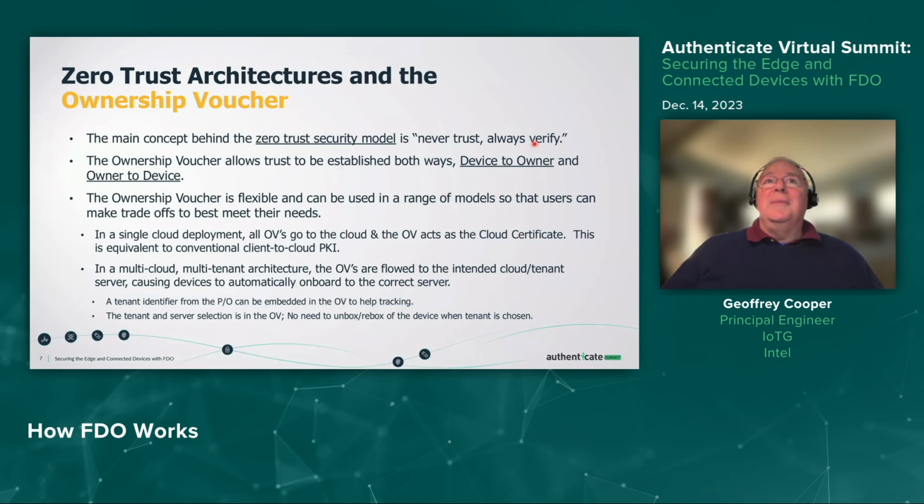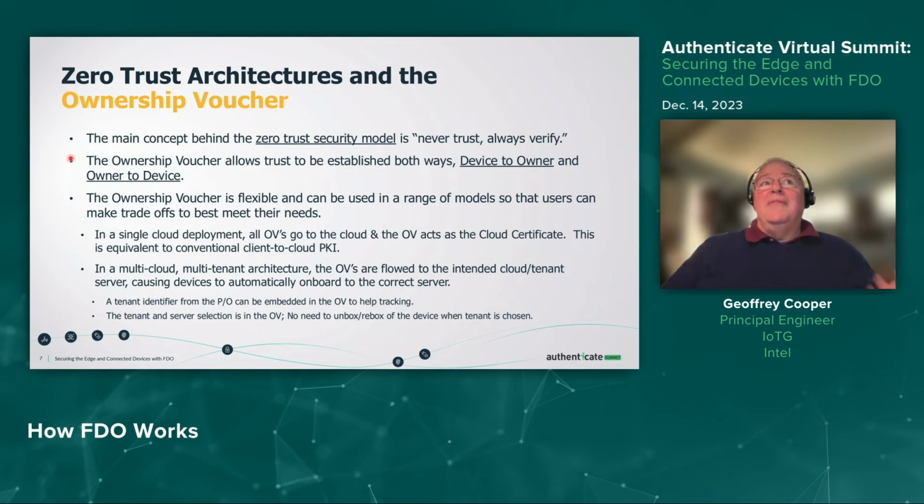Now let's talk again about zero trust. So zero trust, never trust, always verify. Every time you're going to take an action, you have to always prove who you are, and you have to prove that the person you're talking to is the one you expect it to be. And we've seen that the ownership voucher allows trust to be established in both ways, device to owner and owner to device. And this is zero trust.